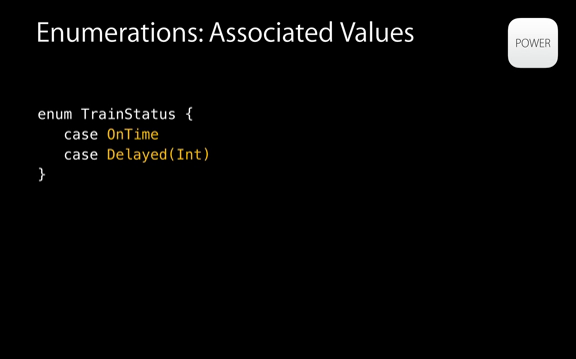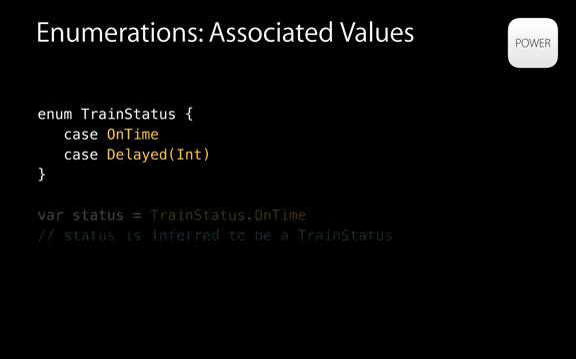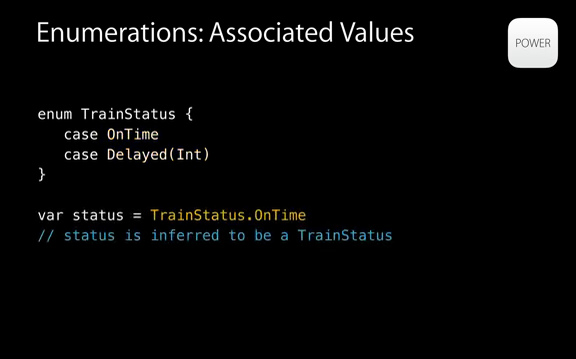So in this case, we have Int in parentheses after the delayed case. And this says that I want to be able to catch both either on time or the delay and the number of minutes that it's delayed. Let's see how we work with that. I'm going to create a status variable, and I'm going to set its initial value to trainStatus.onTime. Trains very optimistically always start on time. But as we all know, sometimes stuff happens and they get delayed. And so we can change that just by saying, hey, it's now delayed, and we can supply the value 42 minutes right there. So that's an associated value.